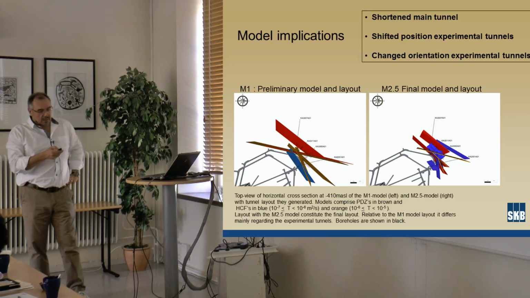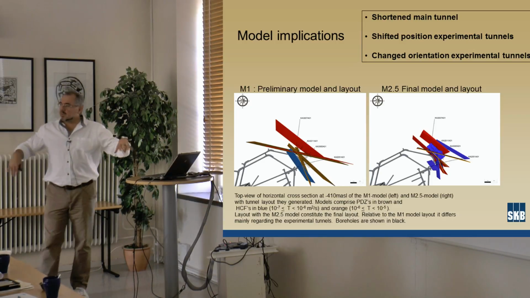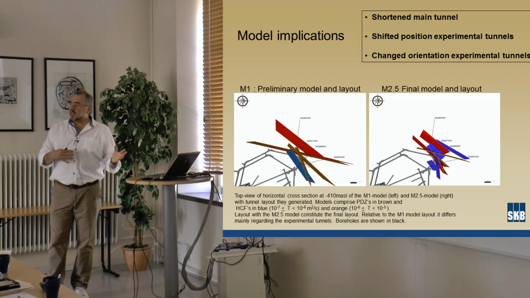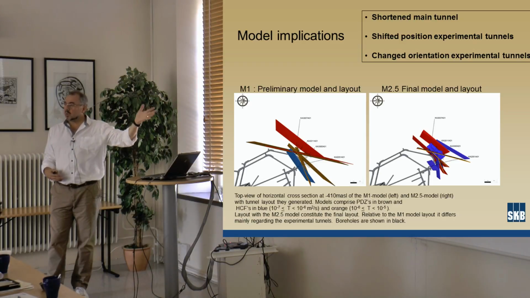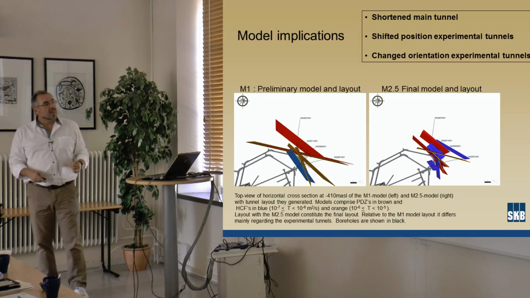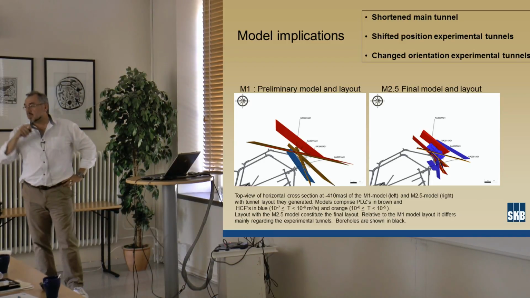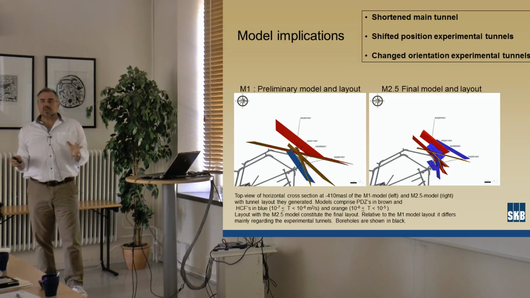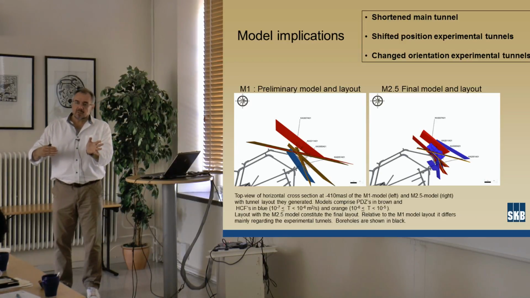That was one. The other implication of the modeling was the shifted position of the experimental tunnels. So these sideways tunnels, which are the experimental tunnels, from the initial layout which we had, we positioned them in consideration of the fracturing, the deformation zones, and the water transmissive properties. And the other one was also in the same spirit. Of course, we changed the orientation also, the position and the orientation. So the overall picture of the layout was the same, but they were shifted and moved a bit to accommodate it.